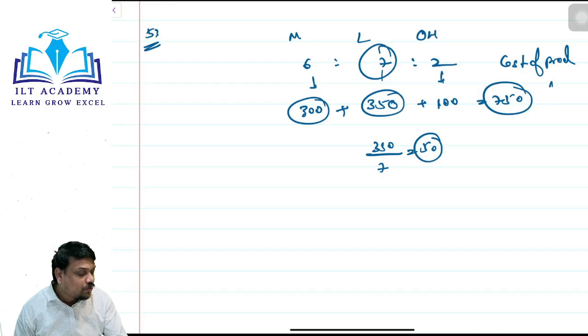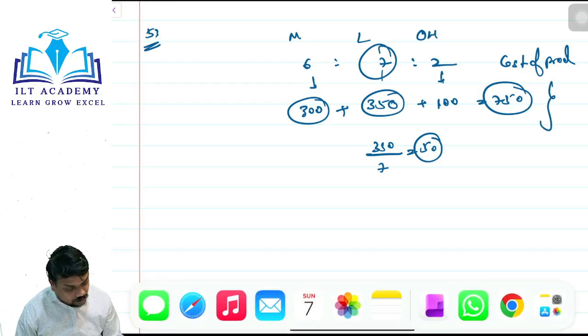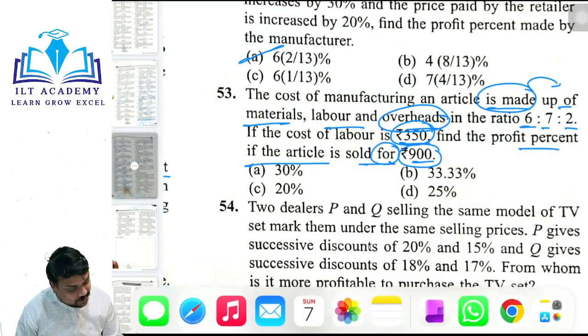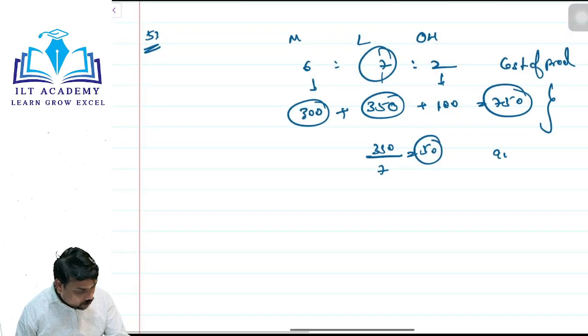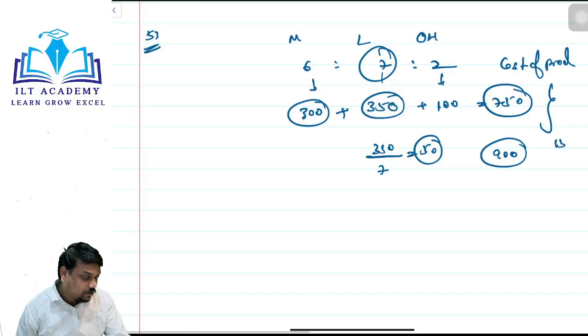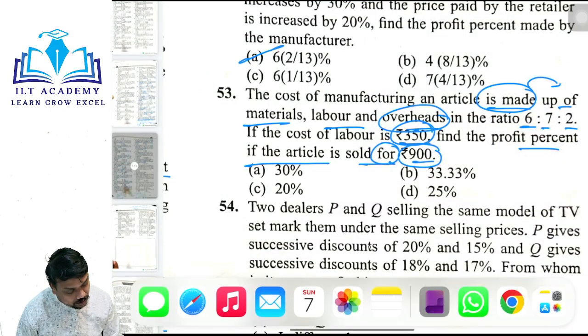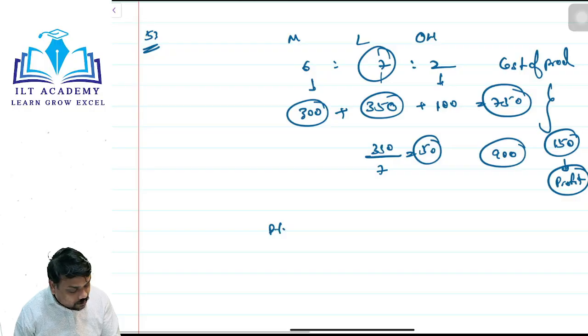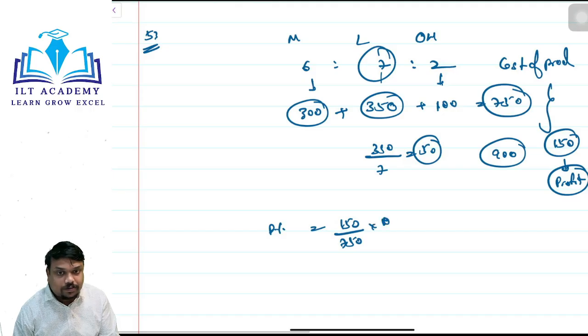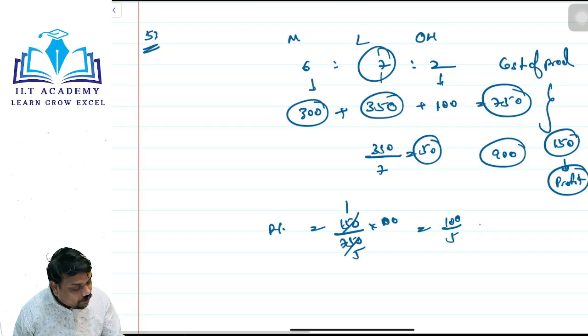And you have sold this for how much? According to the question, 900. So profit is how much? 150 is profit. What are they asking for? Profit percent. 150 by 750 into 100. 1 by 5 into 100, that is 20%.